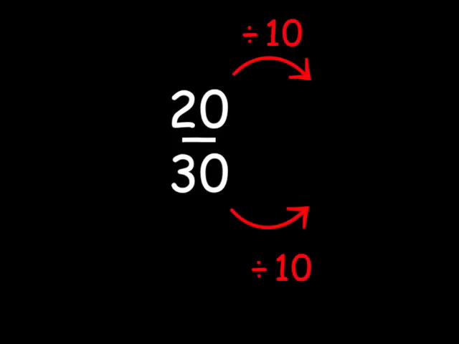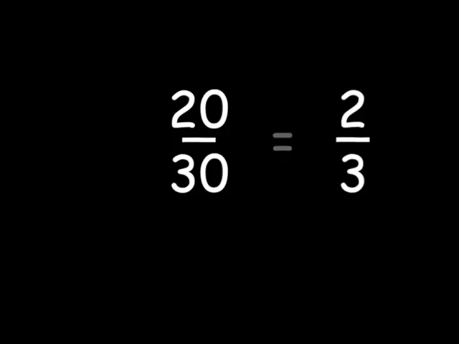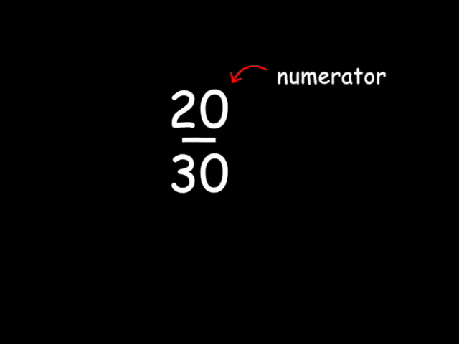Or you can write it this way. What is £20, the number of units you're choosing, as a fraction of £30, the total number of units? Divide top and bottom by 10, and the answer is 2/3, 2 over 3. By the way, the number on top of a fraction is often called the numerator, and the number underneath is called the denominator.